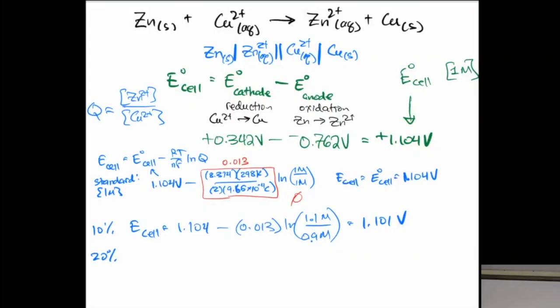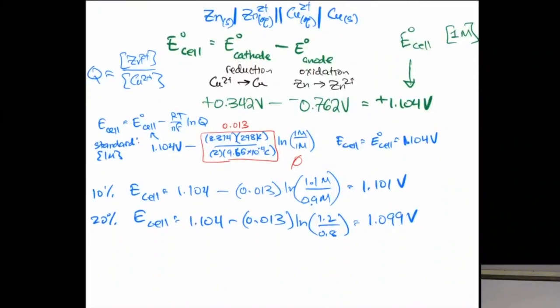When we have 20% of the reaction that's transpired, E of the cell is equal to 1.104 minus 0.013 times the natural log of, now what's the fraction going to be? 20% has gone from copper to zinc, so this is going to be 1.2 molar, and this is going to be 0.8 molar. Okay, see what I'm doing here? And when you calculate that, I got 0.99. So it's going down every little bit.